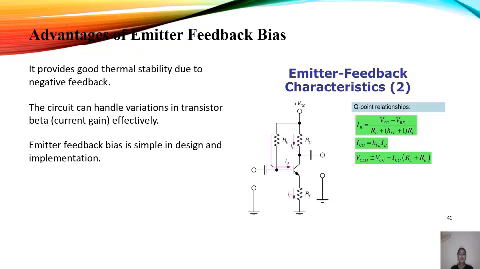Q point relationship. IB is equal to VCC minus VBE divided by RB plus (hFE plus 1) times RE. ICQ is equal to hFE times IB. VCEQ is approximately equal to VCC minus ICQ times (RC plus RE).